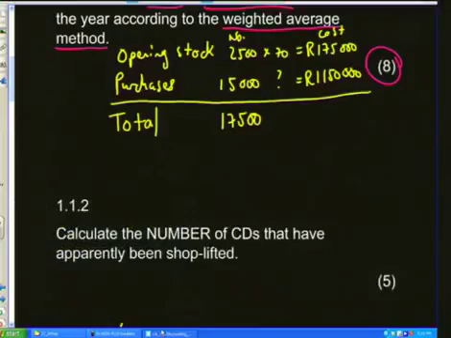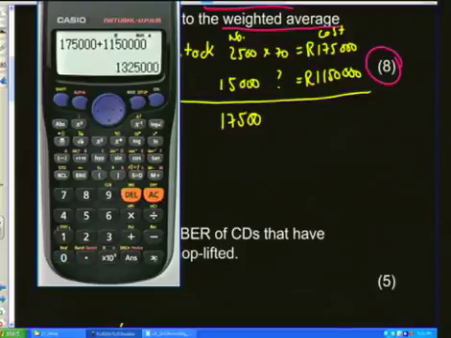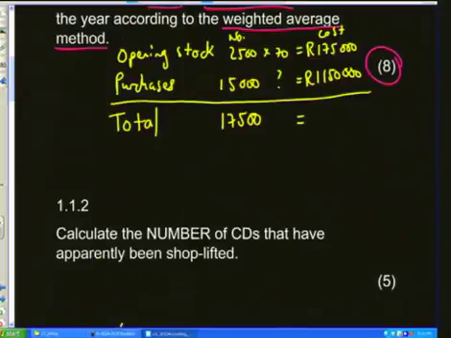I'm going to add the cost price of each of them up together. So let's get the calculator on the screen. 175,000 Rand was my opening stock, and then I purchased an extra 15,000 CDs at 1,150,000 Rand, and that gives me a total of 1.325 million. So let's put that down there. 1,325,000. Don't forget the Rand sign. So that's the total number of CDs I have, and their cost in total was 1.325 million.